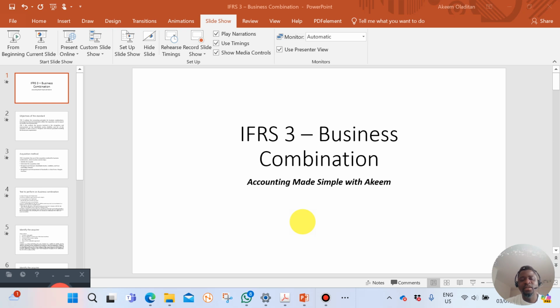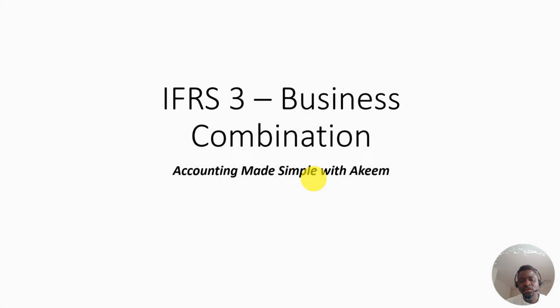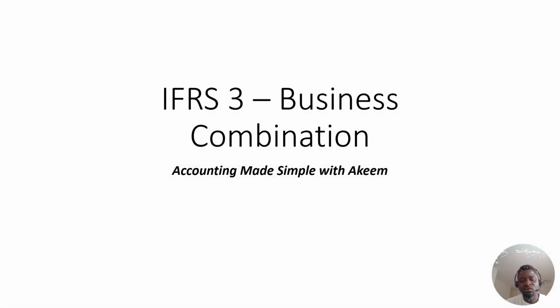Today I'll be talking about IFRS 3 business combination. IFRS 3 business combination is a standard that complements IFRS 10 consolidated financial statement. I would strongly suggest for those listening to this IFRS 3 to look out for my video that I did previously on IFRS 10 consolidated financial statement.